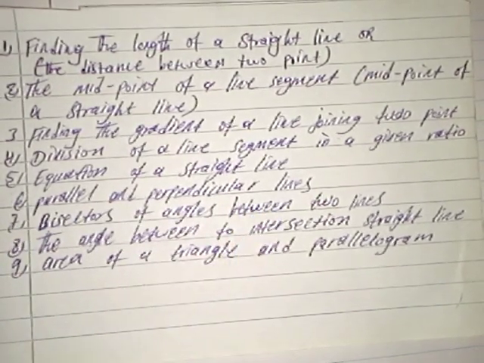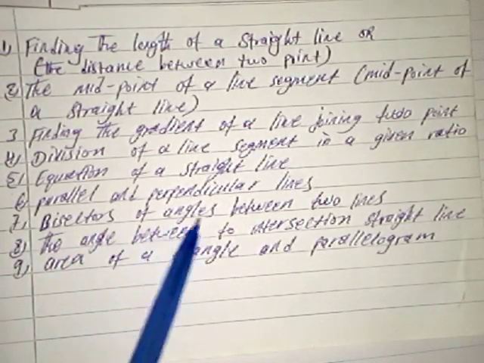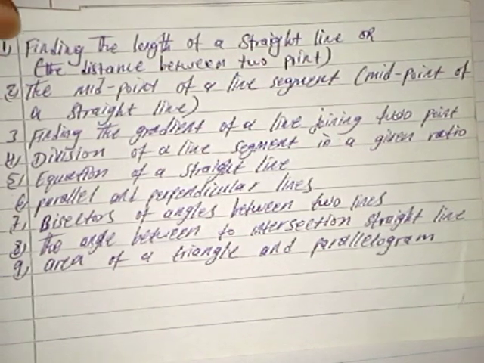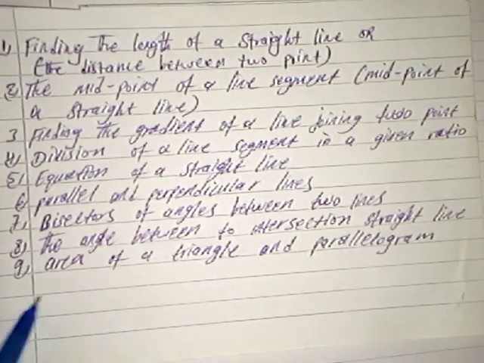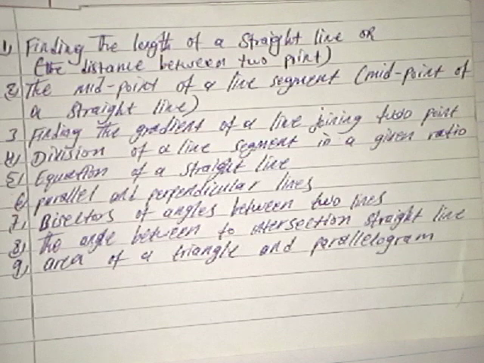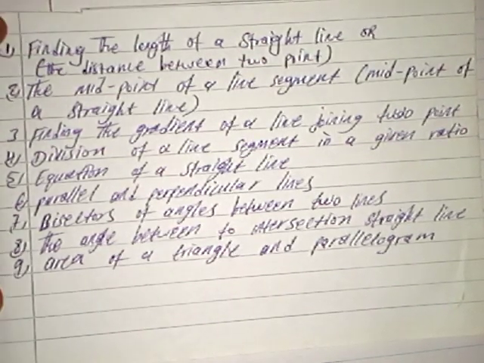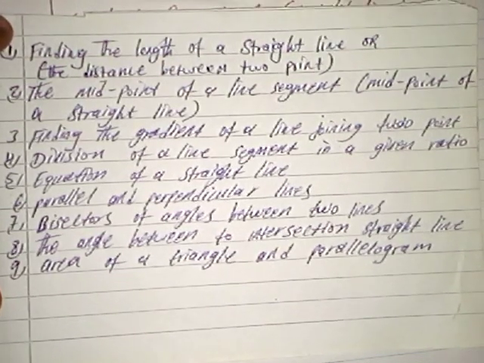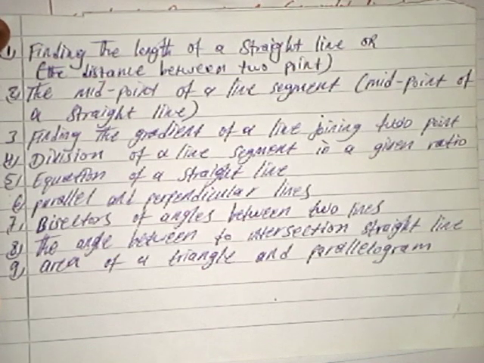Parallel and perpendicular lines, we'll be talking about them again. Then the bisector and angle between 2 lines. To find the bisector and angle between 2 lines, we'll be dealing with the angle between 2 intersecting straight lines. And the area of a triangle and parallelogram. Take note of all these 9 subtopics which we'll be covering in coordinate geometry 1. After you have understood all of this, you can boast that you've done coordinate geometry 1 and you know it. Any question set for you there, with your application, you'll be able to solve. Thank you.